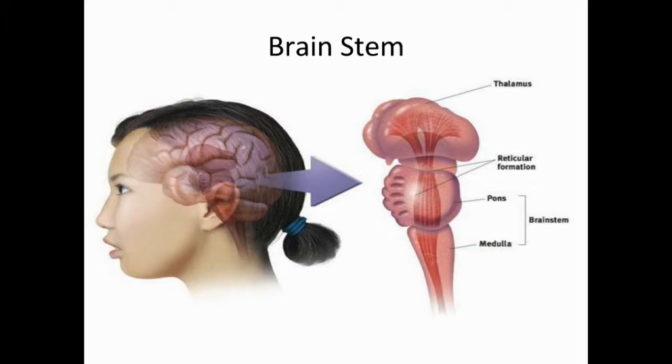The final region of the brainstem is the reticular formation. The reticular formation is going to be responsible for arousal. And what we mean by arousal here is it's regulating the transitions between being awake and being asleep. That transition between wakefulness and again, sleepiness is going to be controlled by the reticular formation.